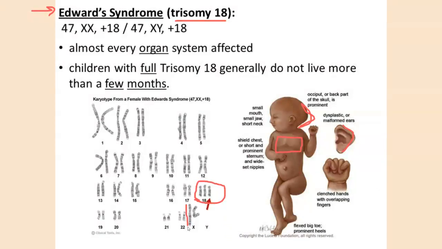If we look, this is a baby girl because she has 2 X chromosomes and does not have a Y chromosome. This is also a form of polyploidy, trisomy 18.